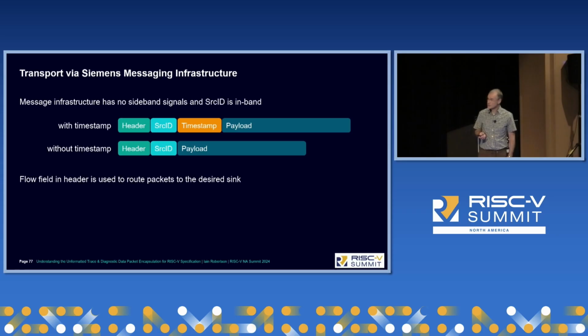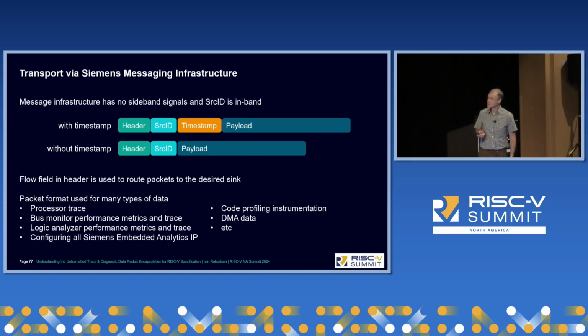And I guess just to reiterate the initial point, this is not just about trace. This encapsulation is something which Siemens has been using for a long time. It's a slightly more generalized form of the approach that Siemens has been using for a long time, and UltraSoC before that. This encapsulation format is used for many types of trace: processor trace, bus monitor performance metrics and trace, logic analyzer information, code profiling, instrumentation, DMA data, and so on. There are many sorts. It's also used for configuring the IP.